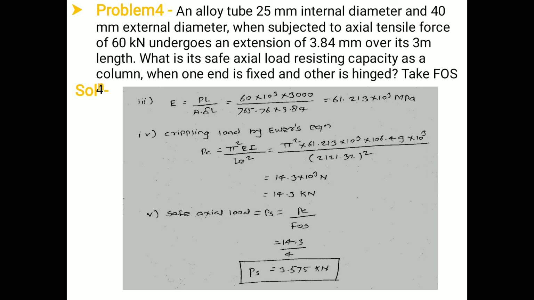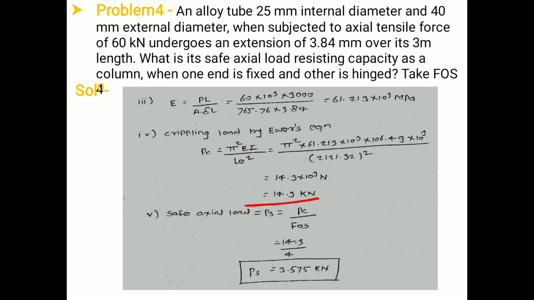Once you know the value of I, the value of E and L effective, we can easily find out the value of crippling load. You just put all those values into the formula of Euler's crippling load. So we will have the final answer of crippling load 14.3 into 10 raised to 3 Newton. In kilonewton it will become 14.3 kilonewton.